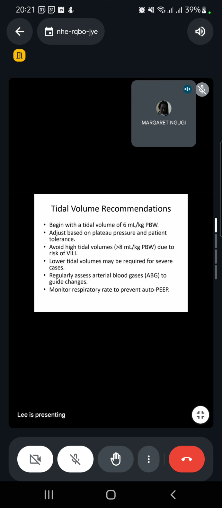So what are the tidal volume recommendations? You begin at a tidal volume of 6 mL per kg, then you adjust based on the plateau. You avoid a high tidal volume of more than 8 mL per kg to reduce the risk of ventilator-induced lung injury. You may need to lower your tidal volumes in severe cases. You do this by regularly assessing your ABGs, and you want to monitor the respiratory rate to prevent auto PEEP. Next slide.